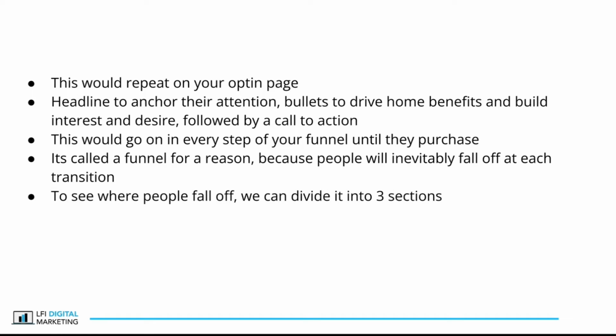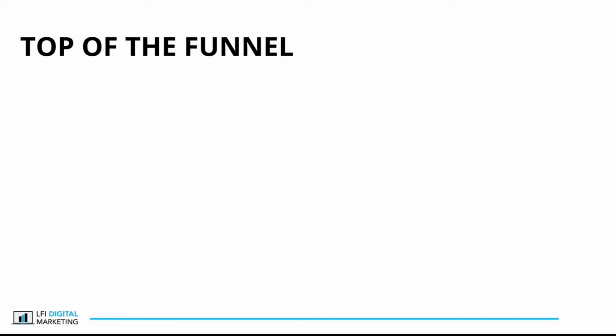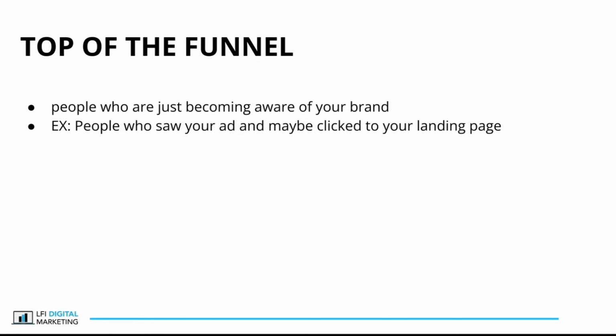So to see where people fall off, we can divide the funnel into 3 sections. We have the top of the funnel. So these are people who are just becoming aware of your brand. So example, people who saw your Facebook ad and maybe clicked to go to your landing page.